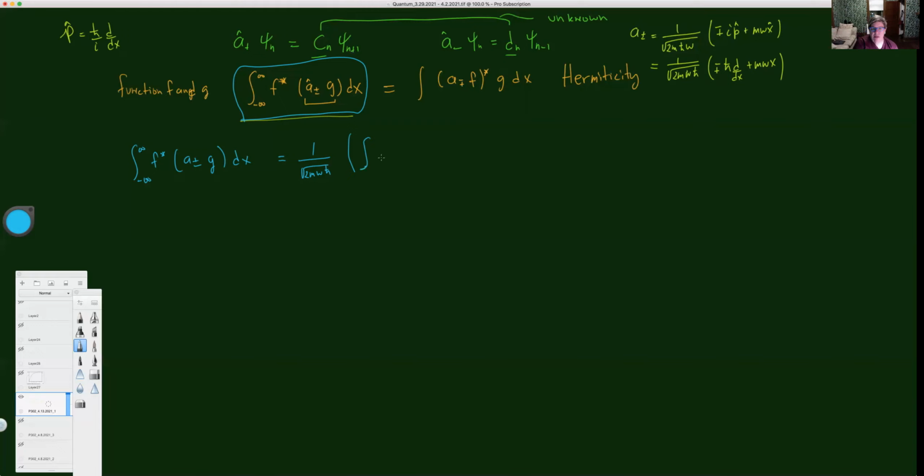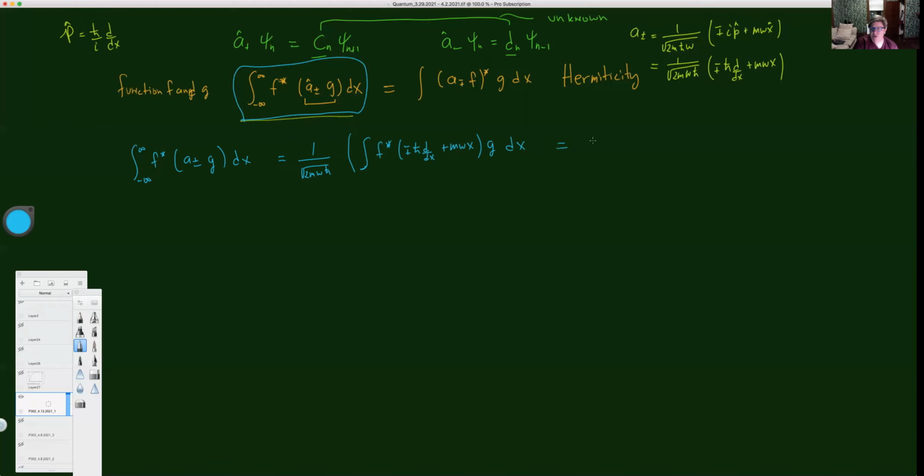So this is an integral sign here. And then I have the f star, but then I have the A plus-minus acting on g. So the A plus-minus here is minus plus h bar d/dx, and then plus m omega x, and that's acting on g, and then everything's being integrated by dx. I'm going to split this into two integrals.